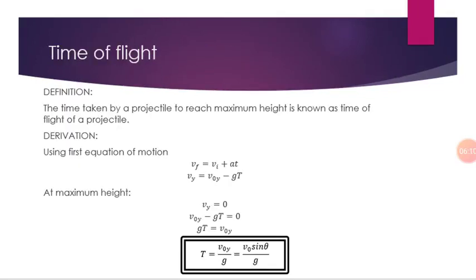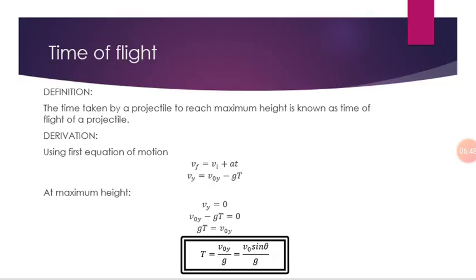Now time of flight. As we have already discussed, the time taken by a projectile to reach maximum height is known as the time of flight of a projectile. In order to derive the expression, we are using the first equation of motion. Vf is equal to Vi plus at, which is replaced by vy is equal to v0y minus gt, as we learned earlier. At maximum height, the vertical component of velocity becomes equal to 0, so I put vy equal to 0 in the above equation. We have v0y minus gt is equal to 0. So gt is equal to v0y and time is equal to v0y divided by g.